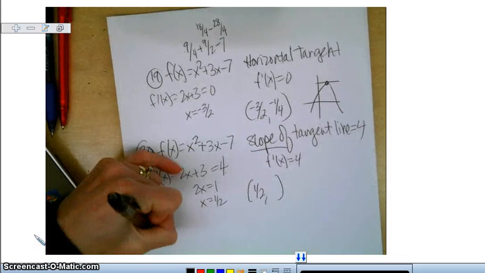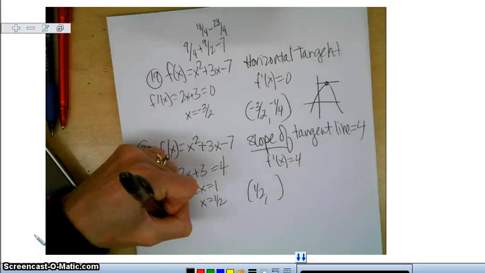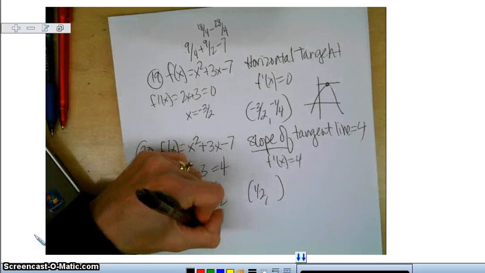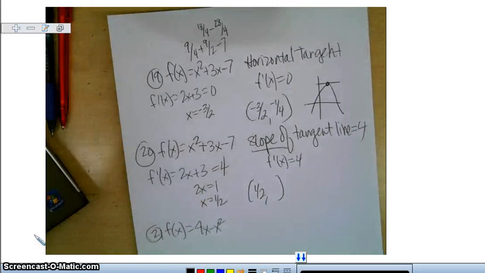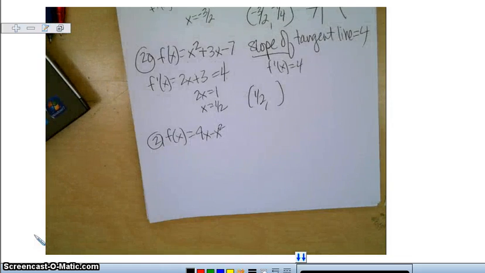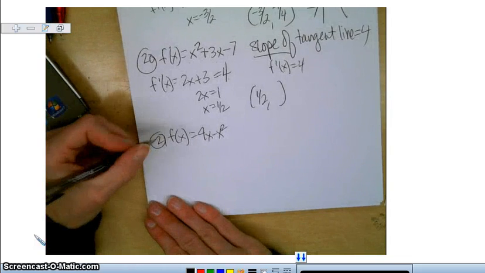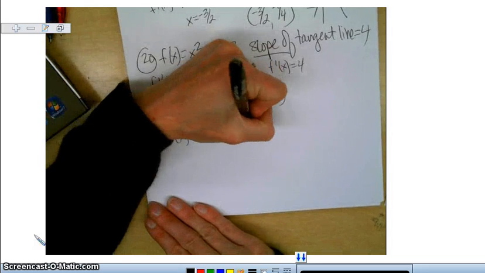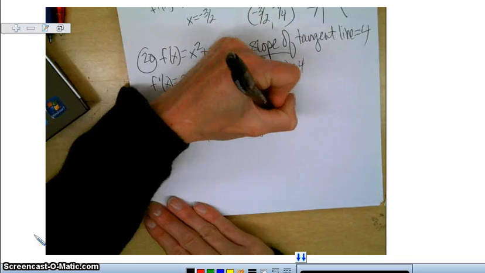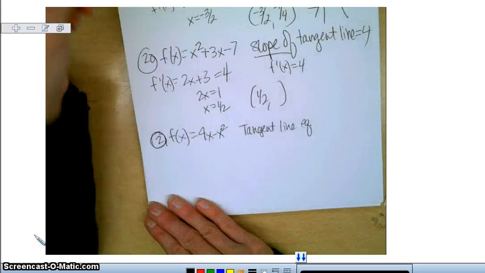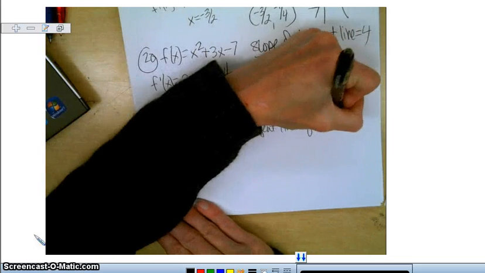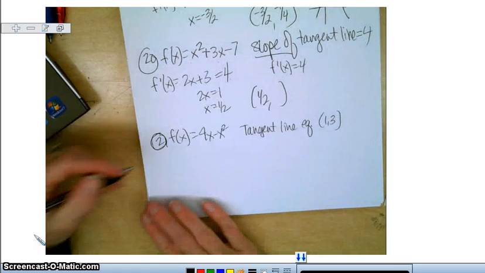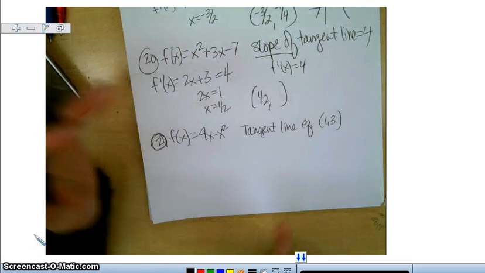All right, number 21, if f of x equals 4x minus x squared, we want to find the slope of the tangent line. Basically, problem 21 is just asking you to write the equation of the tangent line at the point 1, 3. That's really 21A and B you're asking for. So I'll just do it all as one problem.